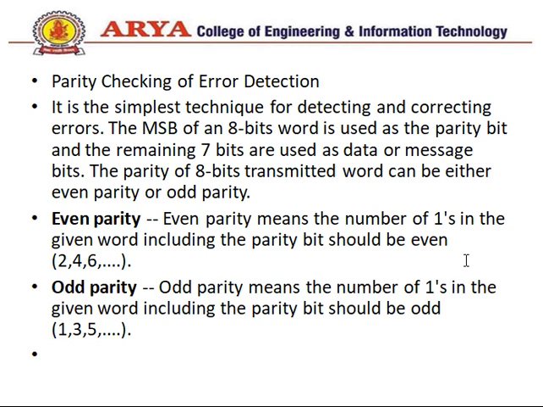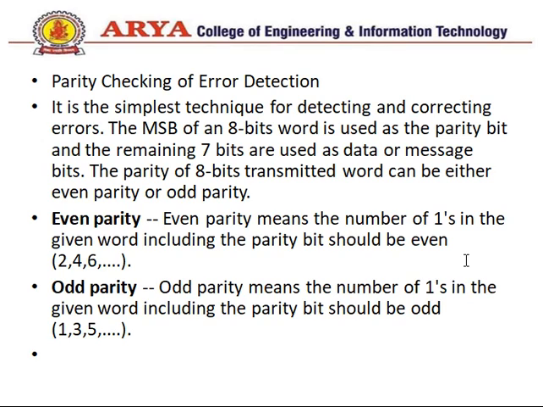Parity checking for error detection. It is the simplest technique of detecting and correcting errors. The MSB, the most significant bit of an 8-bit word, is used as the parity bit, and the remaining 7 bits are used as the data or message bits. The parity of the 8-bit transmitted word can be either even or odd parity.